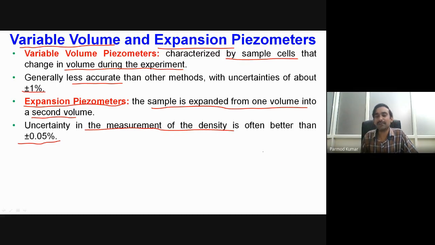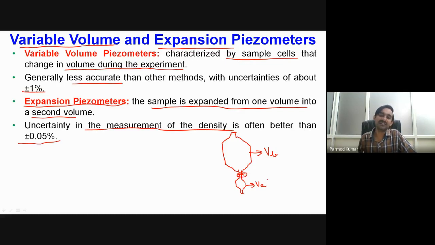Okay, so what basically happens in this type of device, the expansion type pycnometer, is that we have multiple cells. So we will have one cell, and for this cell, let us consider VA is the volume. Then we will have another cell, and the volume of this second cell will be very large in comparison to the volume of the original cell. So let us consider the volume of this second cell as VB. Now this is closed over here, this is also closed over here, and in between these two, let us consider that we have one wall.